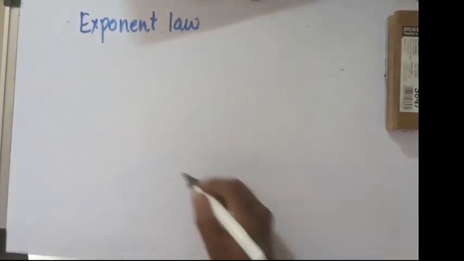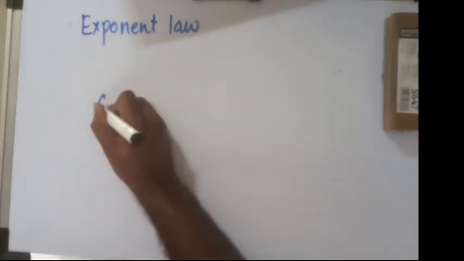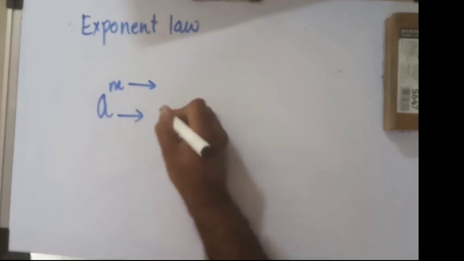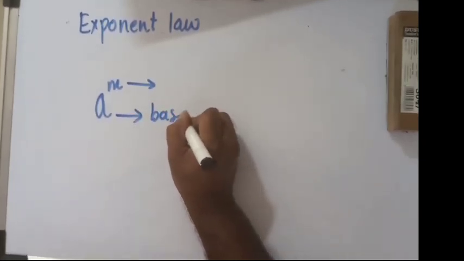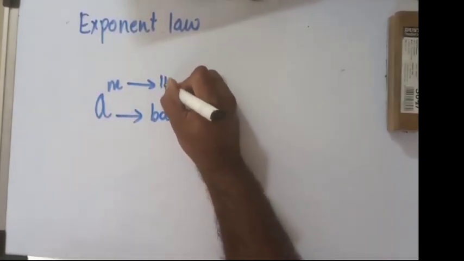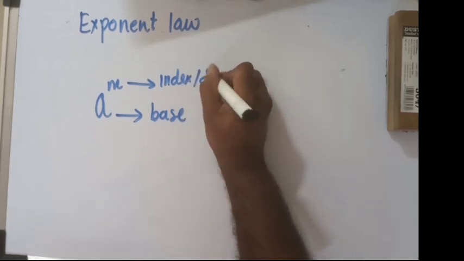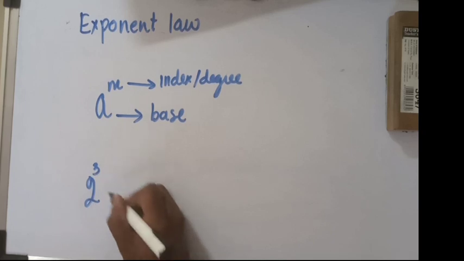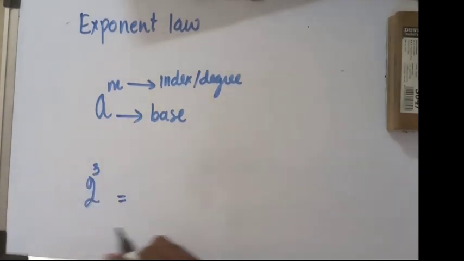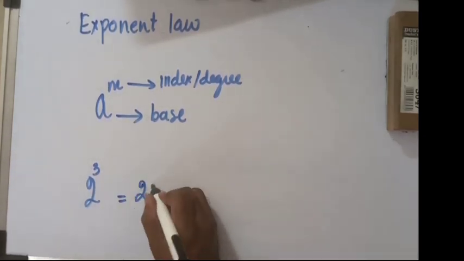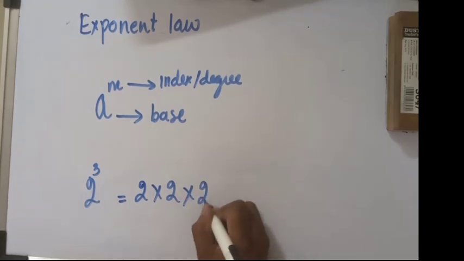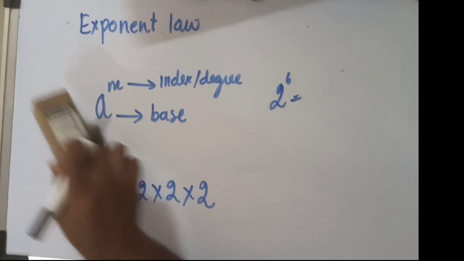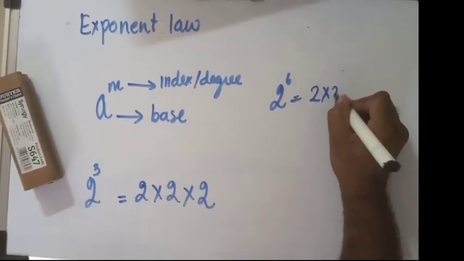Any number which is in this form, a raised to m, is called an exponent, where a is called the base, and m is called the index, or you can call it the degree. Say 2 raised to 3, where 2 is the base and 3 is the degree. 2 raised to 3 means 2 is multiplied how many times? 3 times. In the same way, 2 raised to 6 means 2 is multiplied how many times? 6 times.